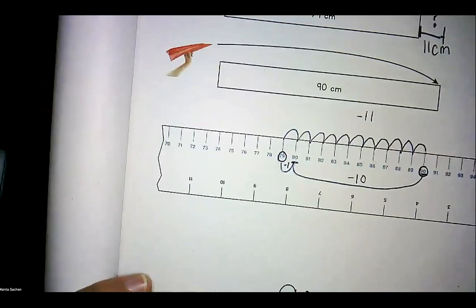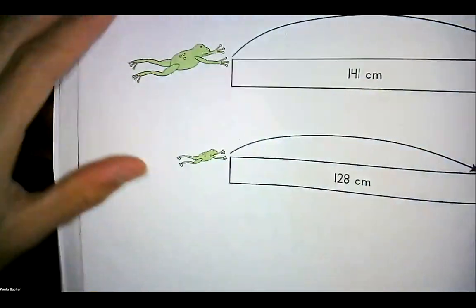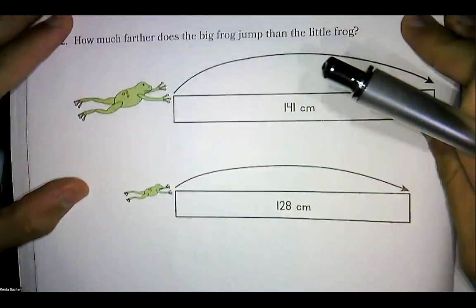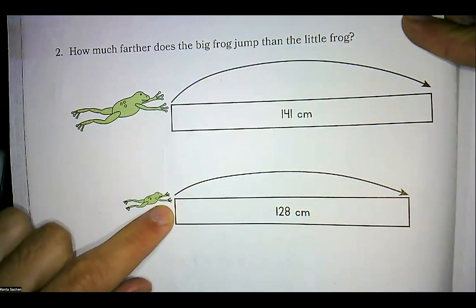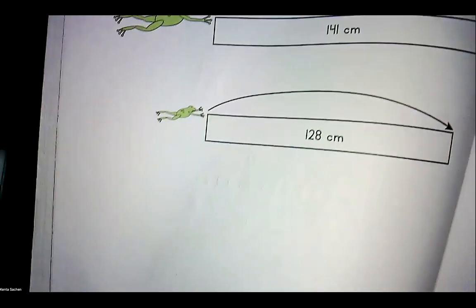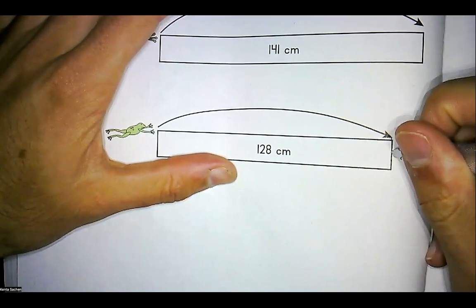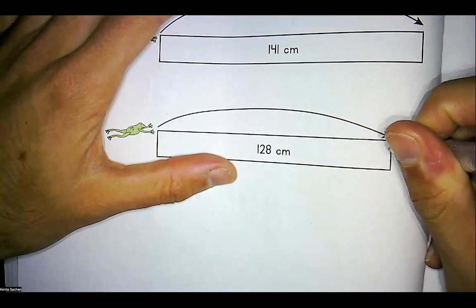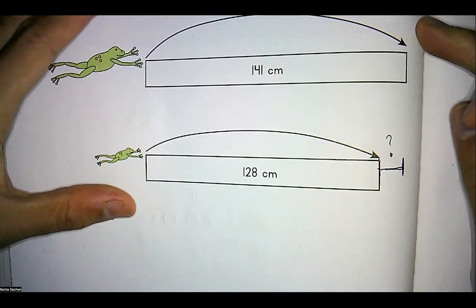Okay, let's look at one more problem here on our next page. Ooh, we got some frogs. Look at that, love me some frogs. Now it looks like the big frog jumped a lot farther than the little green frog, right? Not as far. How much farther is this? That's what you want to know, right? How much of a bigger jump did this big frog do?